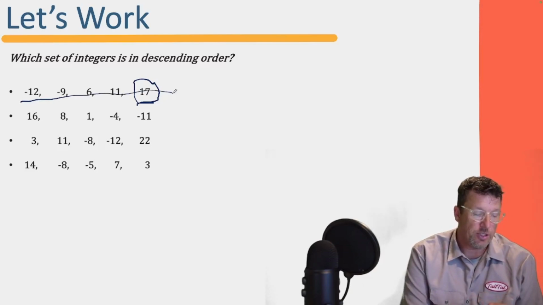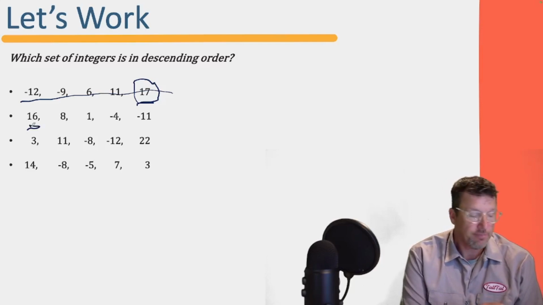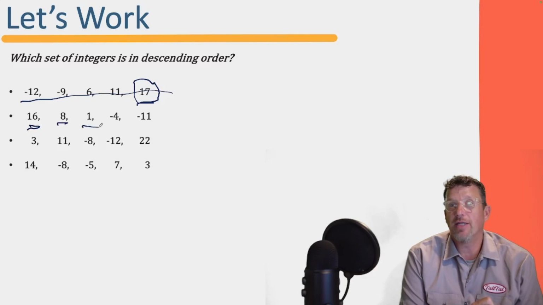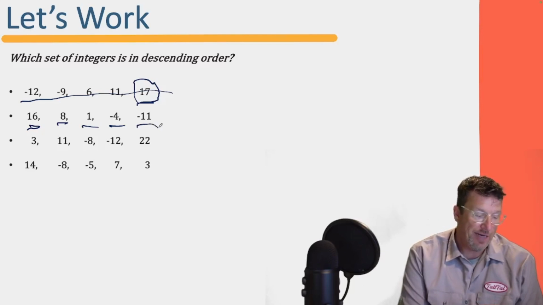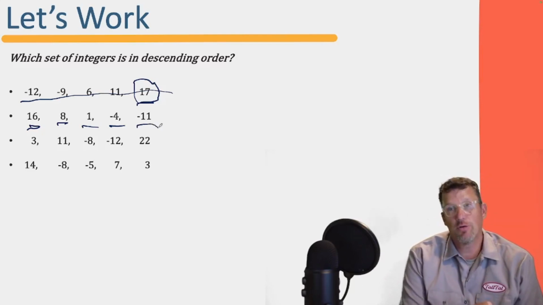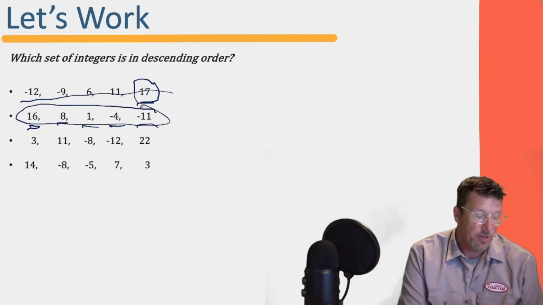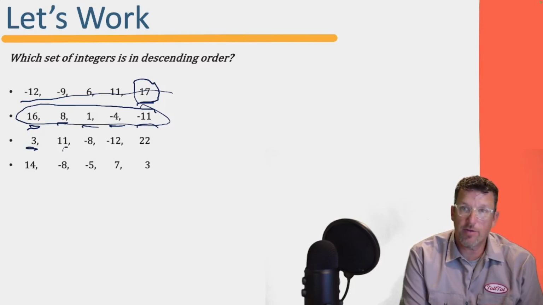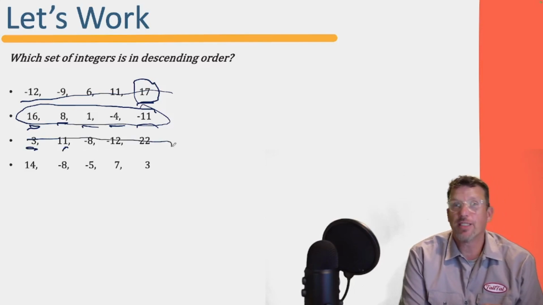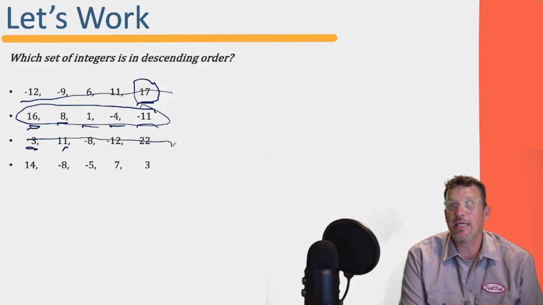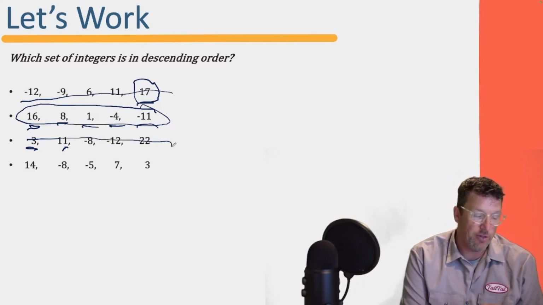Let's look at this one. We start with 16. That's big. We're going downhill. 8 is smaller than 16. True. 1 is smaller than 8. True. Negative 4 is smaller than 1. True. Negative 11 is smaller than negative 4. True. That one looks like it works because it just kept getting smaller with each one. Next, 3. Is 11 smaller than 3? Nope. Then 14. Is negative 8 smaller than 14? Yes. Is negative 5 smaller than negative 8? No, it is not. So we got our answer right there.